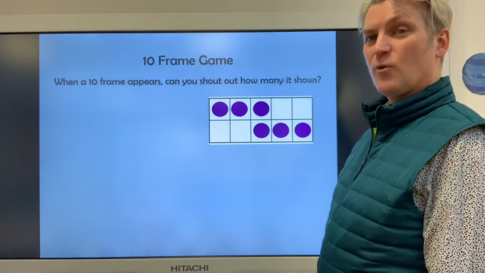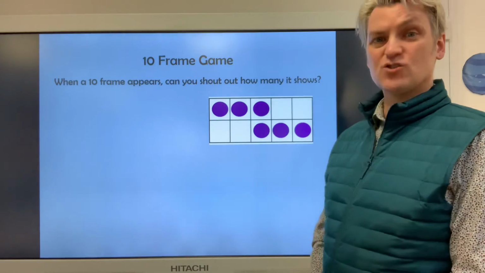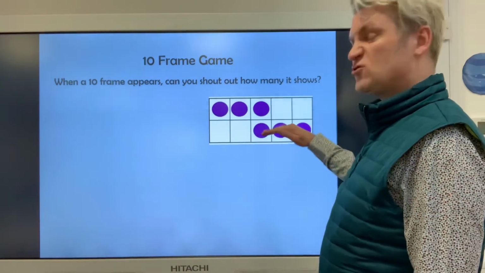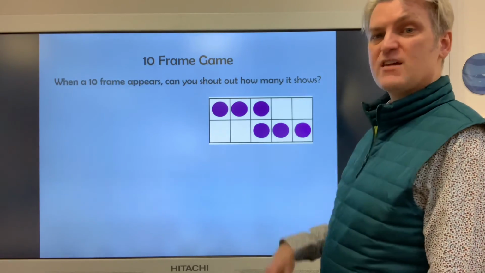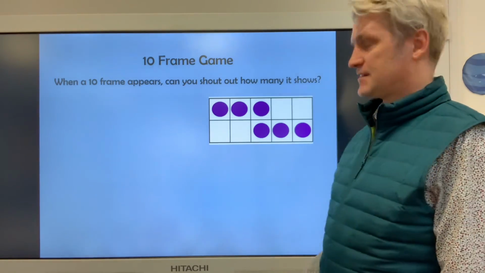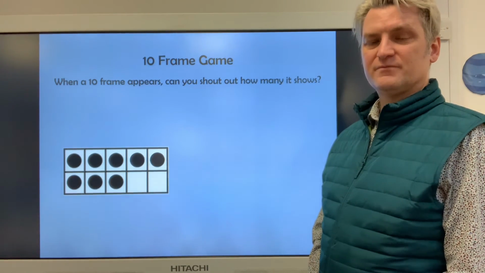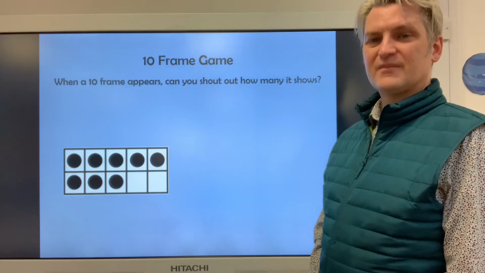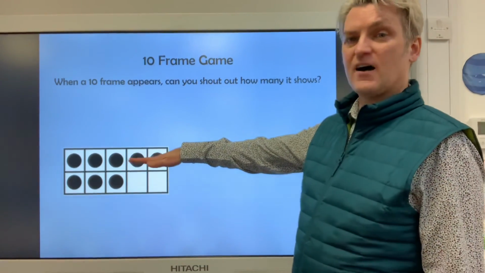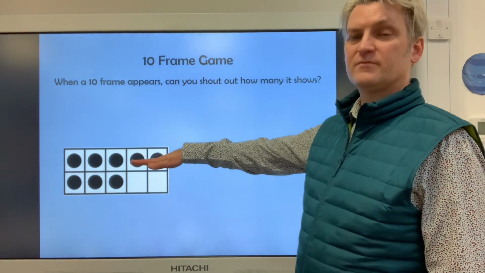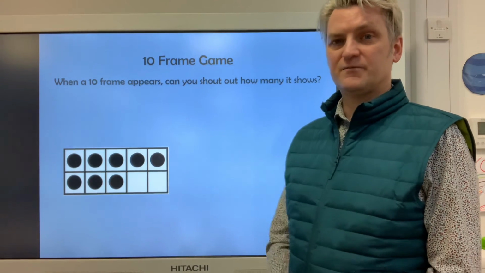Can you remember before we had the 3 and the 3? And that's exactly what we've got this time, and we can subitize that. But they've just been moved along slightly. We've got 3 here and 3 here, 3 and 3. That makes 6. And the last one. It's the number 8. We know this is 5 because the whole row is full. So 5, 6, 7, 8.